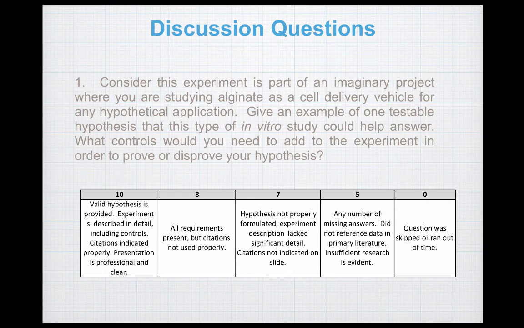For the discussion, consider this experiment is part of an imaginary project where you are studying alginate as a cell delivery vehicle for any hypothetical application. Give an example of one testable hypothesis that this type of in vitro study could help answer. What controls would you need to add to this experiment in order to prove or disprove your hypothesis?